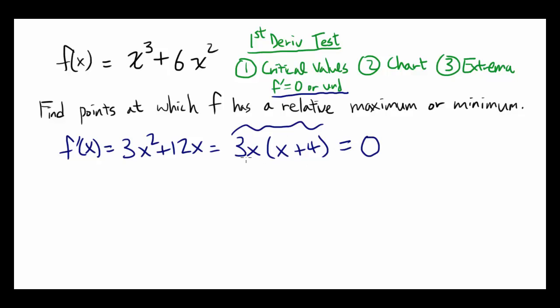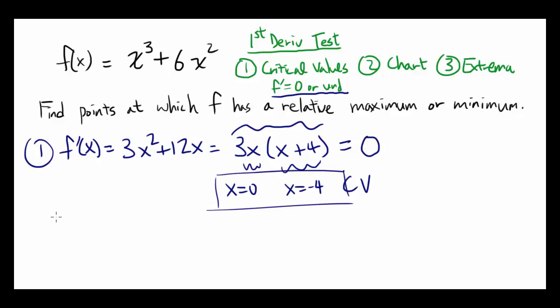And where is f prime 0? Well, x can be 0, making 3 times 0, 0, or x can be negative 4, making x plus 4 0. So x equals 0 and x equals negative 4 are the critical values of f. That's the first step, and we figured out x equals 0 and x equals negative 4.